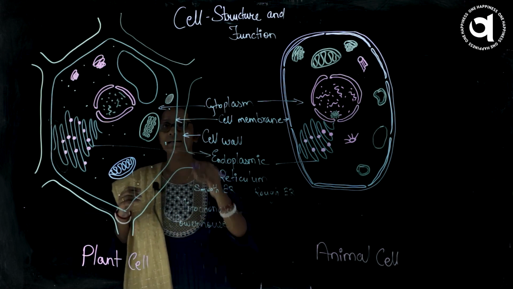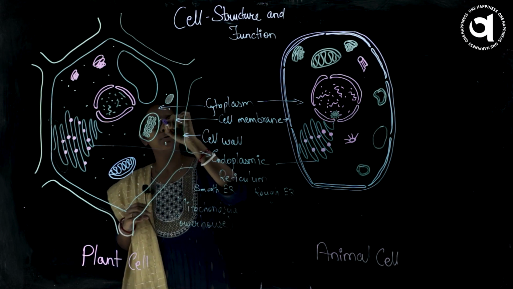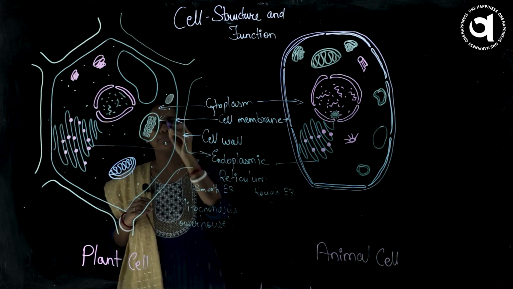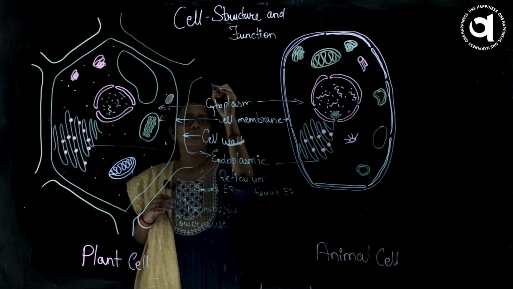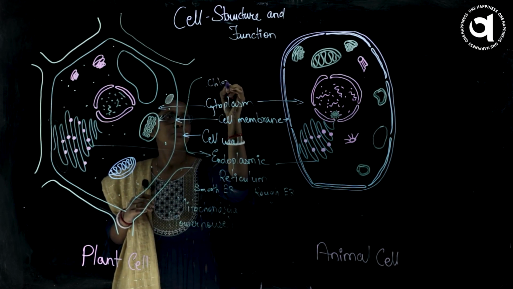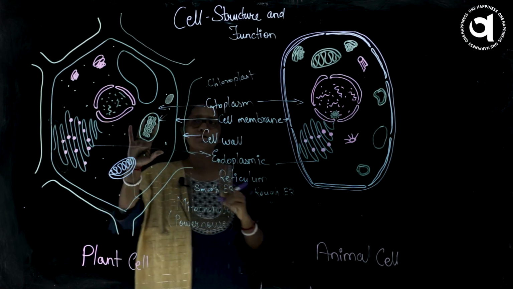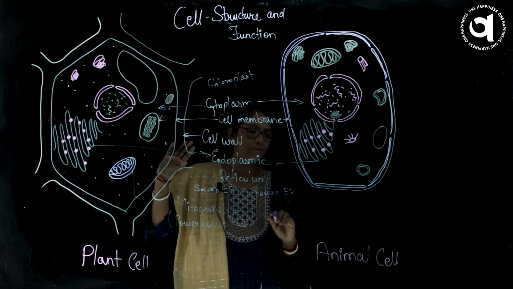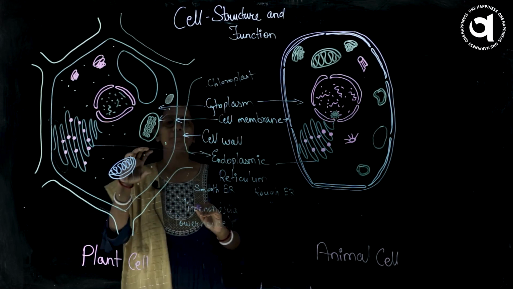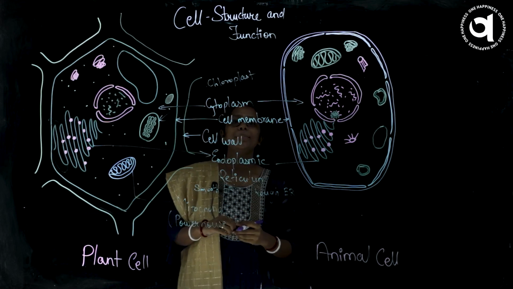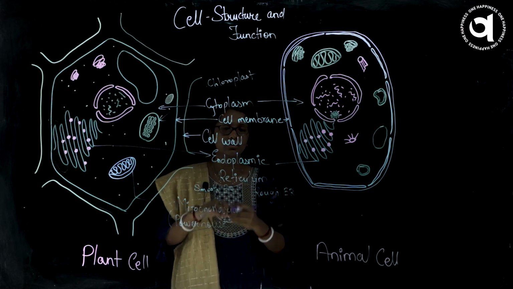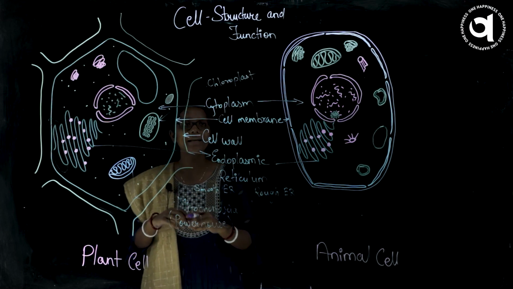Now next is, in the plant cell there is one more part, that is the chloroplast. This chloroplast is lacking in the animal cell. Now chloroplast contains a green color pigment, that is the chlorophyll, which is responsible for trapping the sunlight.